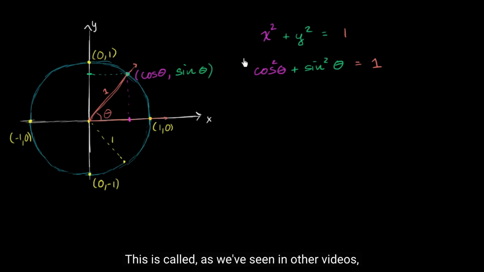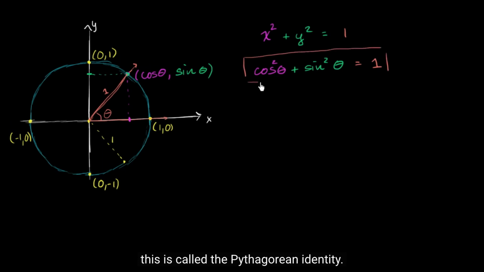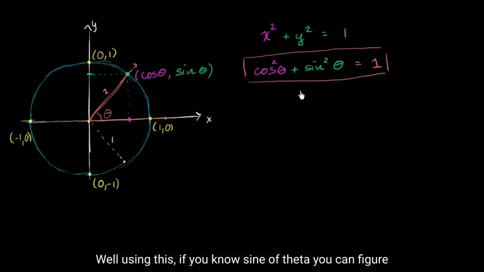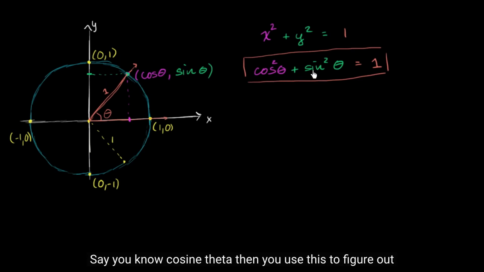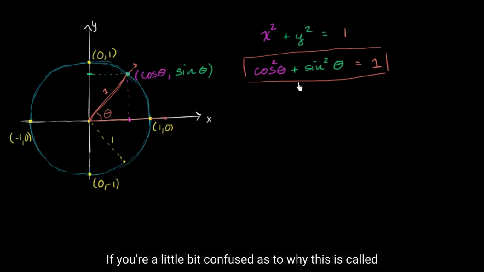Now, as we've seen in other videos, this is called the Pythagorean identity. And you say, why is that useful? Well, using this, if you know sine of theta, you can figure out what cosine of theta is going to be, or vice versa. And say you know cosine theta, then you use this to figure out sine of theta, then you could figure out tangent of theta, because tangent of theta is just sine over cosine. But if you're a little bit confused as to why this is called the Pythagorean identity, well, it really just falls out of where even the equation of a circle came from.